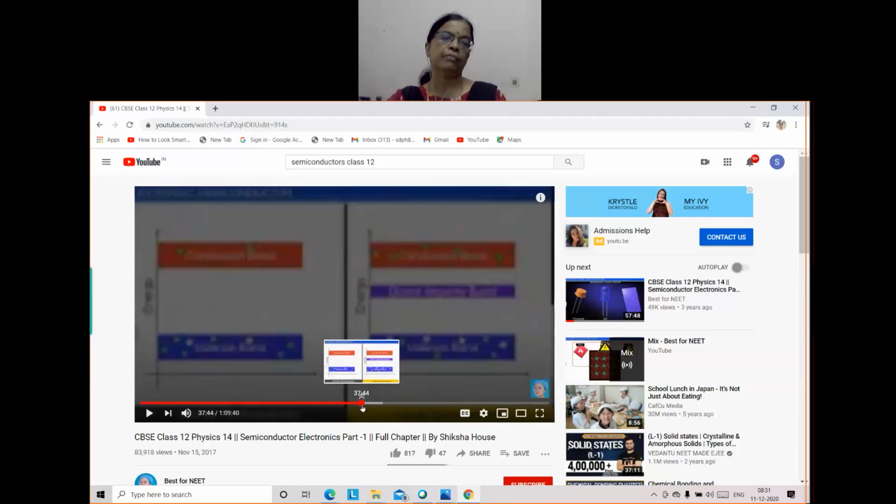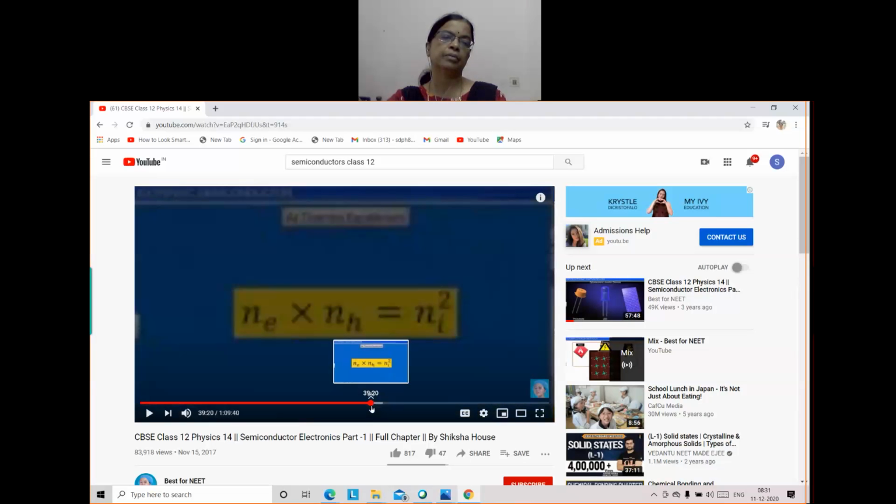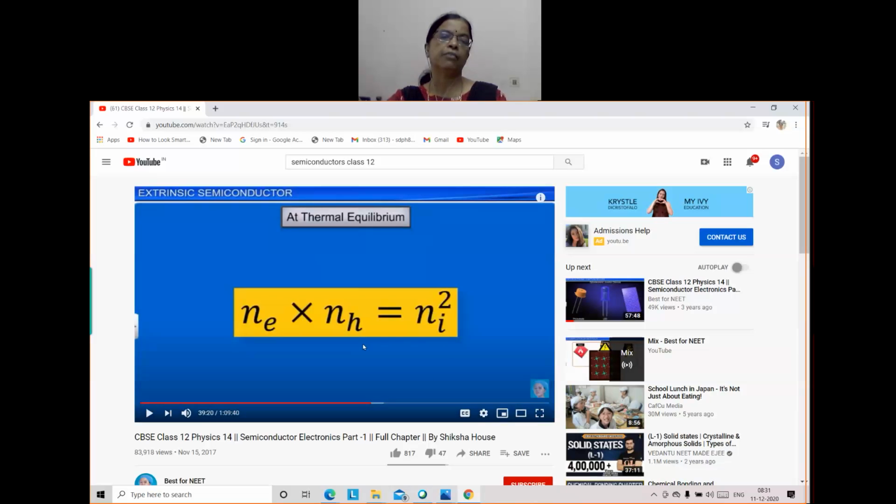And the formula. Yes, this is the formula for an extrinsic semiconductor. What is meant by an extrinsic semiconductor?